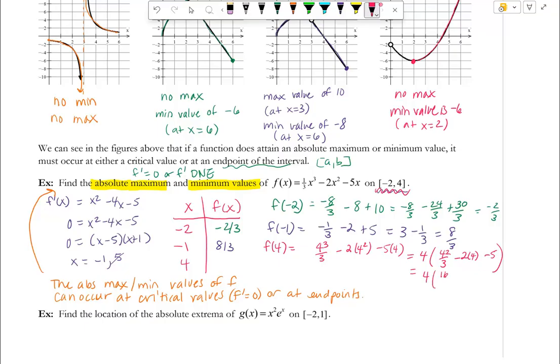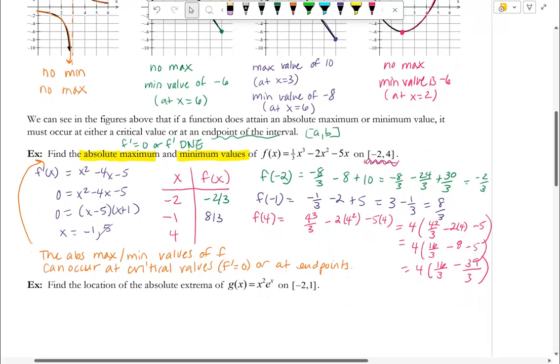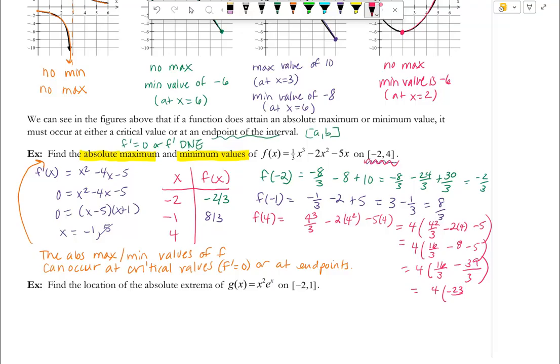So I have 4 times 16/3 minus 8 minus 5. Negative 8 and negative 5 combined is what? Negative 13. And 13 with the denominator of 3 would be negative 39 thirds. That's what I was trying to say. So 16 minus 39 is what? Negative 23. So we get 4 times negative 23 thirds, and that is negative 92 thirds.